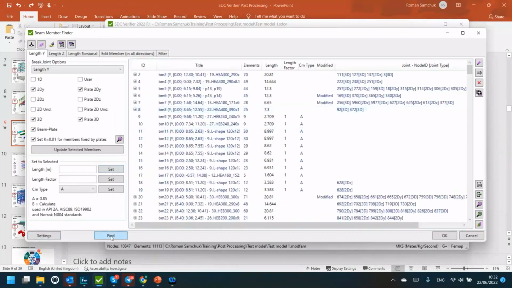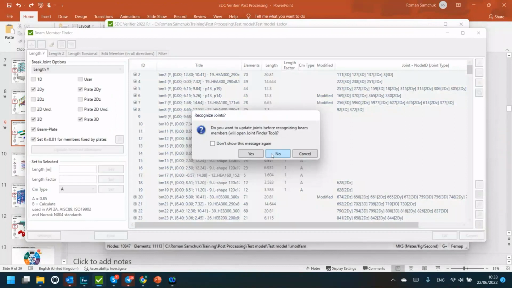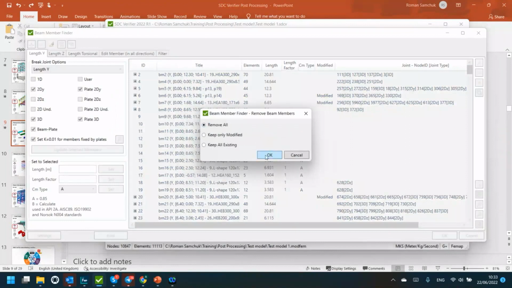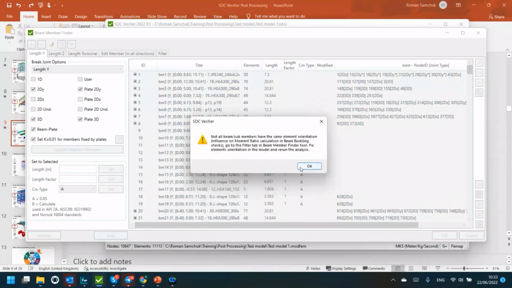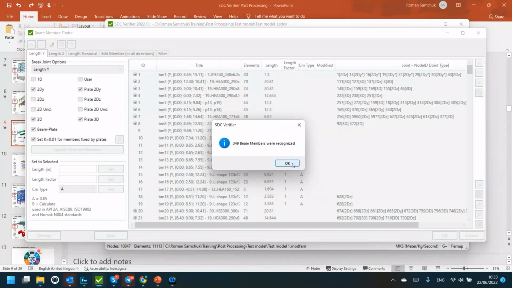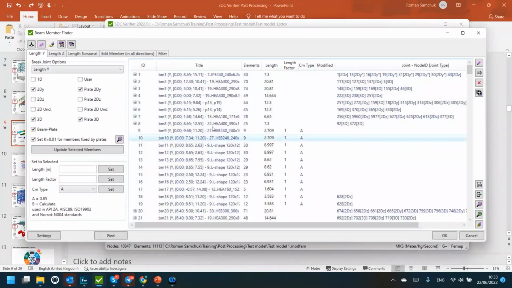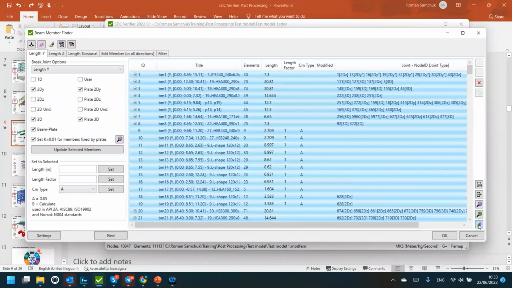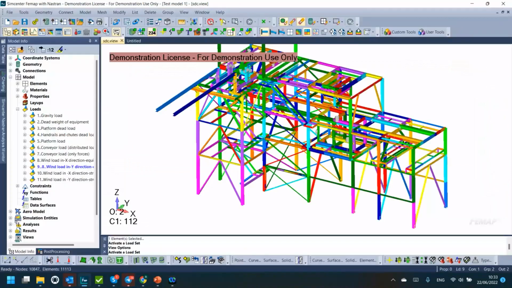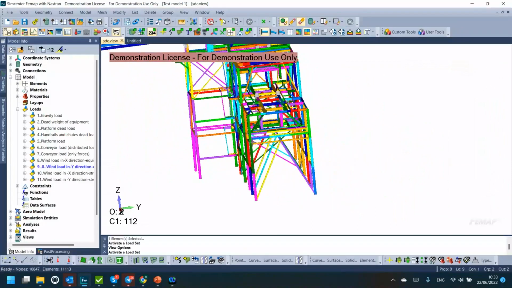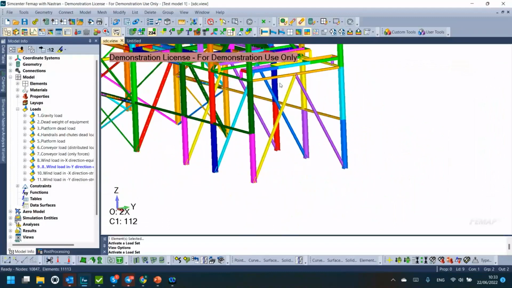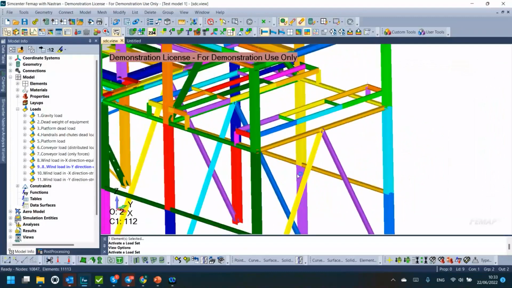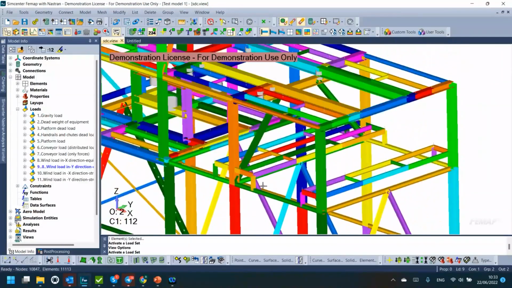basically what I need to do is to simply find all the members. I can remove them all, and I can in 1 second recognize 349 beam members. After that, I can also plot them. What I see here is that out of my finite elements, I see the clear determination of the beam members. You see, so basically from joint to joint, all the members are correctly recognized.